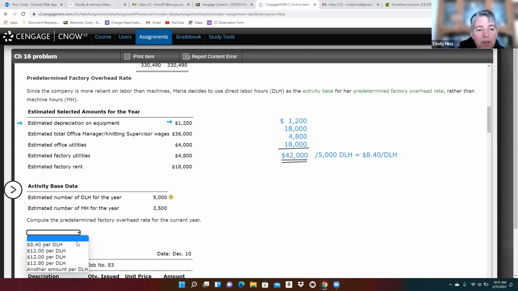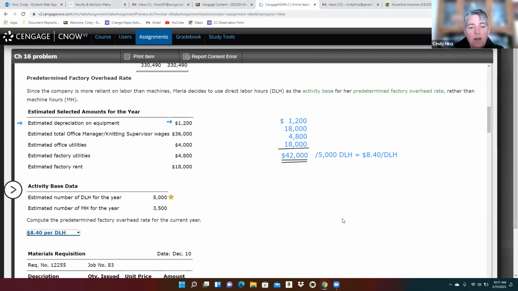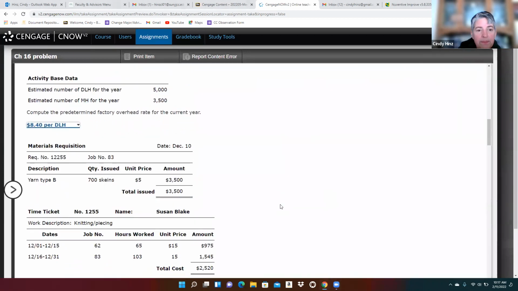And that is going to be the first blank here, the first question we had to answer. Predetermined factory overhead rate, we're going to apply it at $8.40 per hour. Any questions about where that piece comes from? Okay, so let's keep going then.